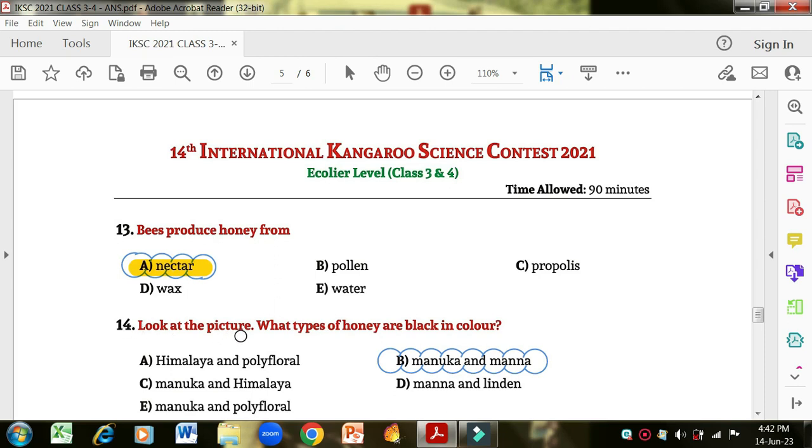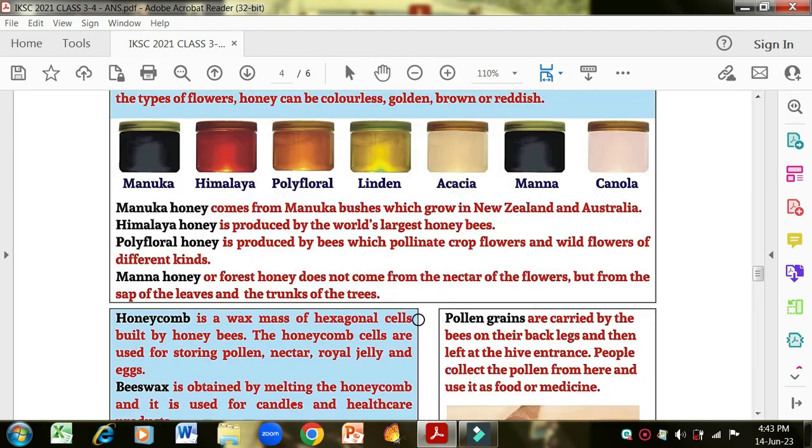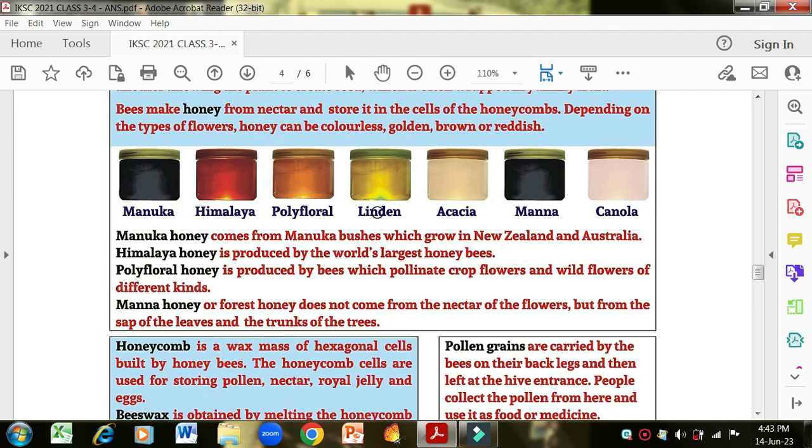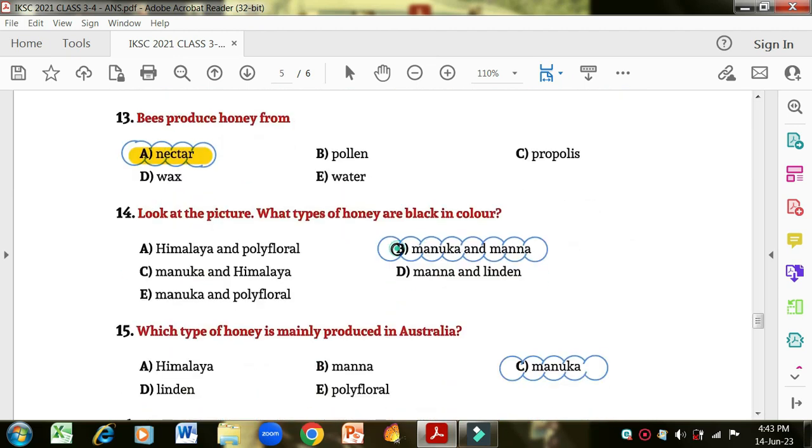Look at the picture. What types of honey are black in color? Now here you can see in the picture Manuka and Manana, they are almost black in color. So the correct answer is Manuka and Manana.